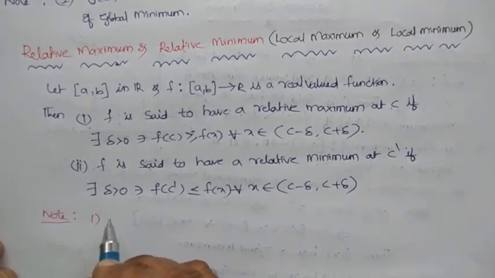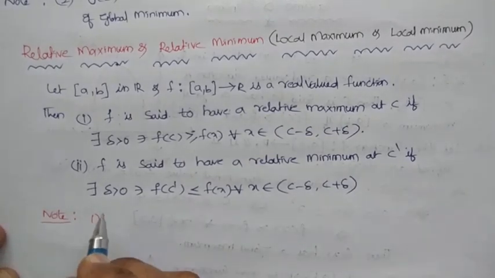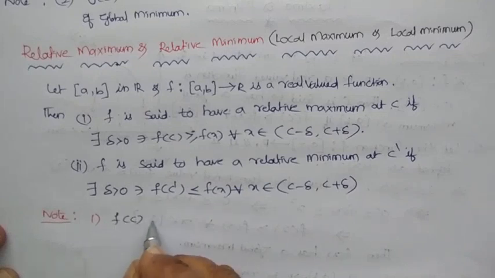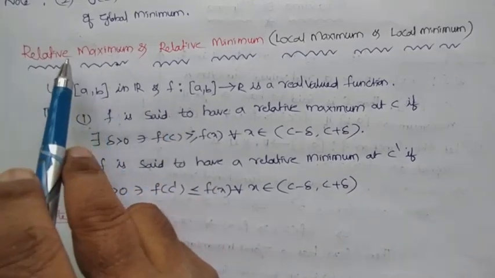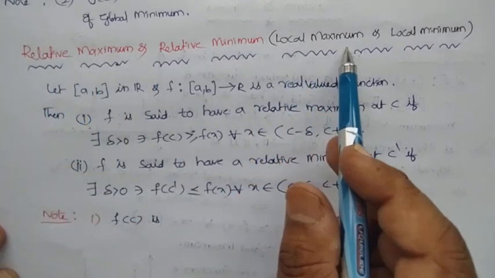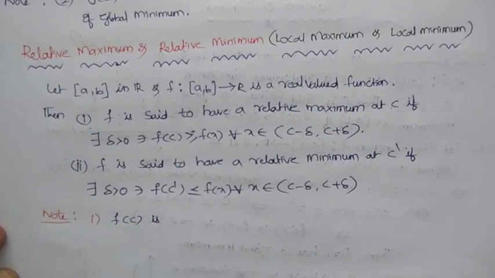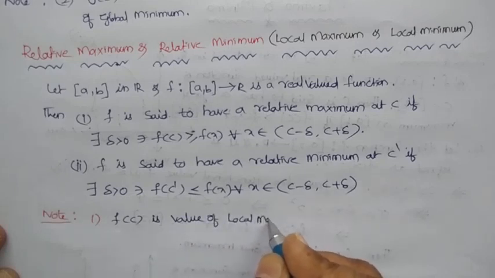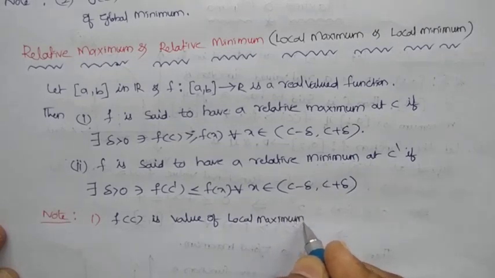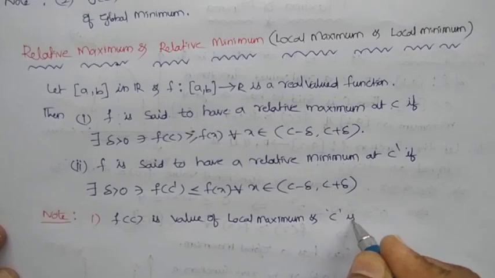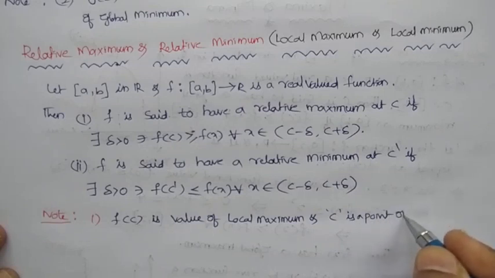Here also we can make the same note: f of c is a relative maximum, which can also be called a local maximum. f of c is the value of local maximum, and c is a point of local maximum.